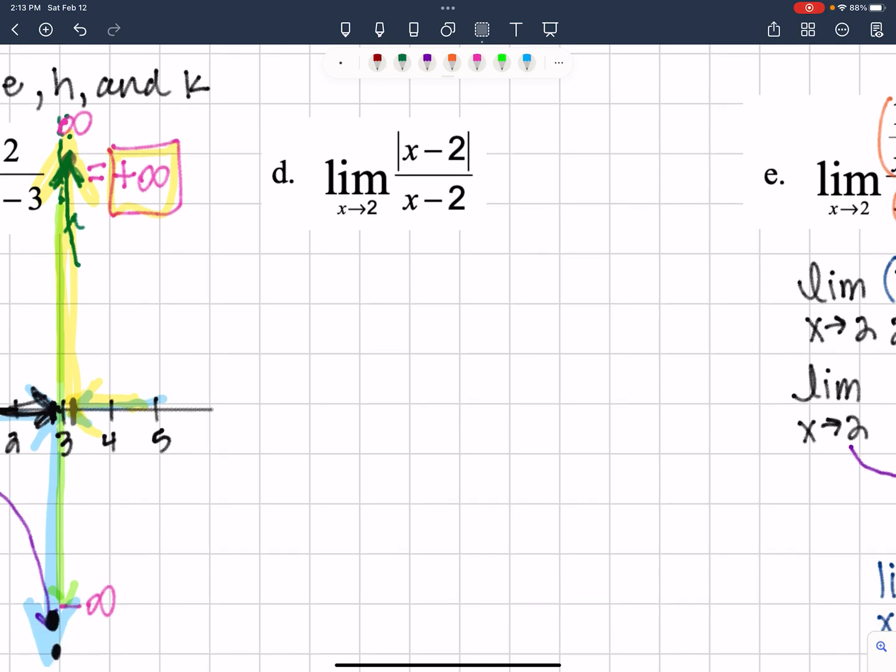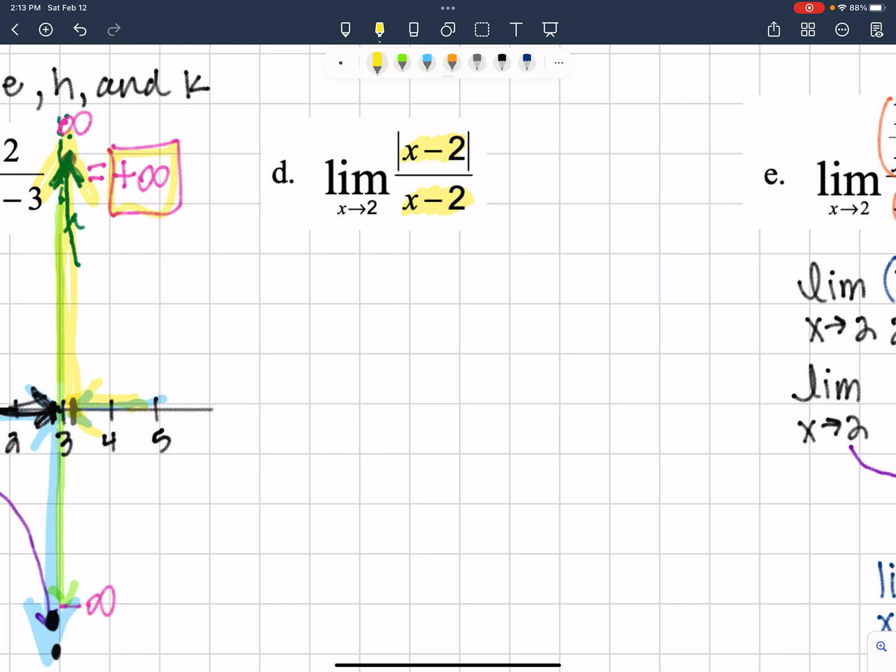In this problem, we need to find the limit as x approaches 2 of the absolute value of x minus 2 over x minus 2. And we've had problems like this before. It's almost the same thing over itself. I almost have x minus 2 over x minus 2. And when I have x minus 2 over x minus 2, I'm going to end up with 1.